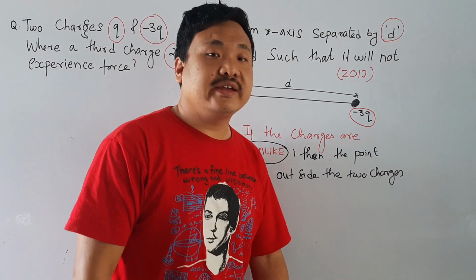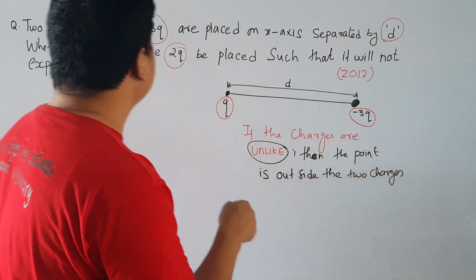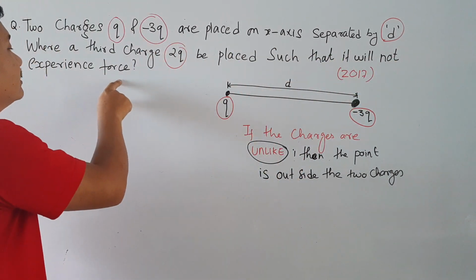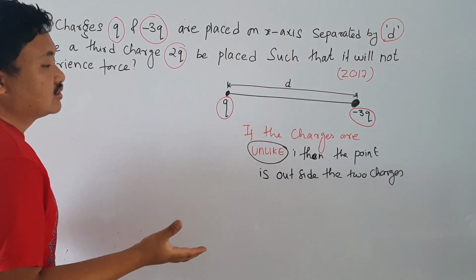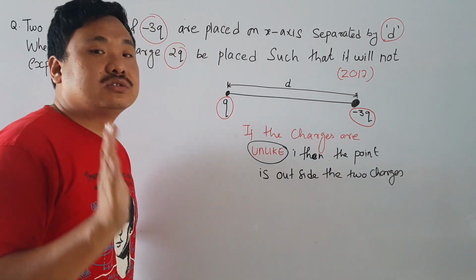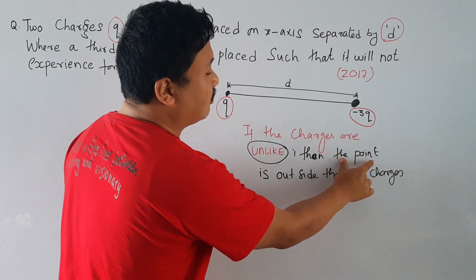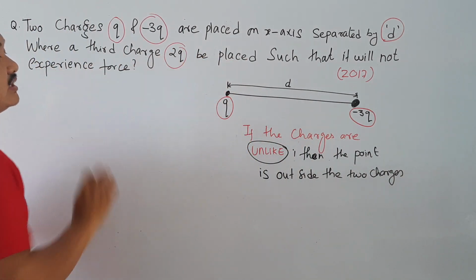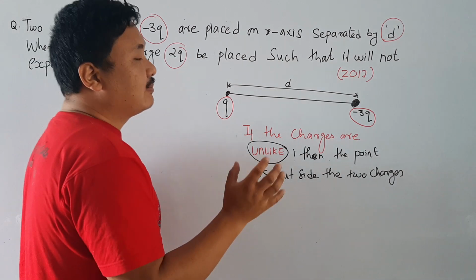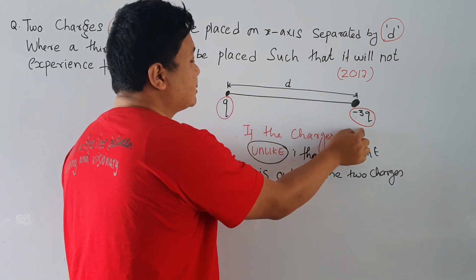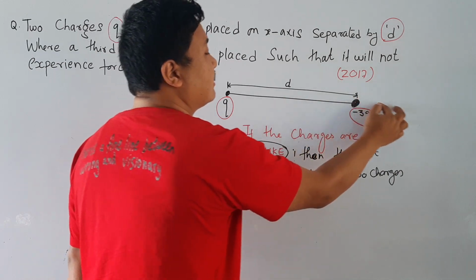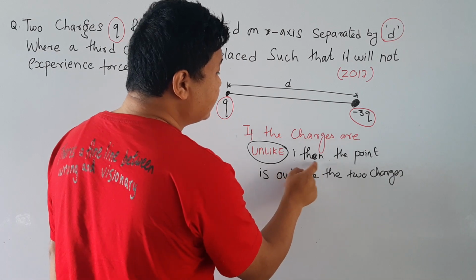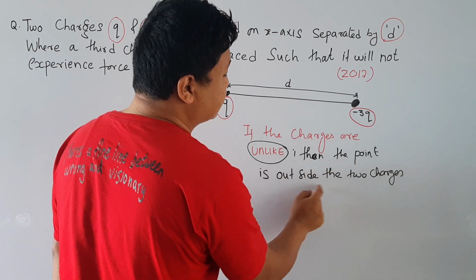The point I am referring to here is the point at which the force is zero, such that the charge will not experience any force. So I have to find the point where I should place the 2Q charge so it will not experience any force. There are many points: between this charge and this charge, this side, and this side. Then the point is outside the two charges.